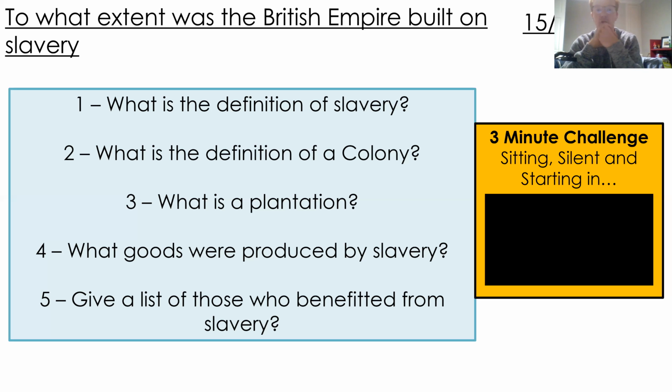Okay, right, and welcome back to another lesson on slavery, this time answering the question, to what extent was the British Empire built on slavery?